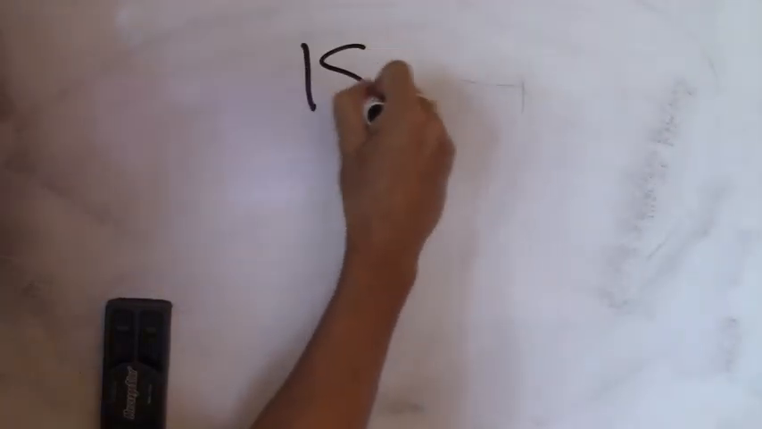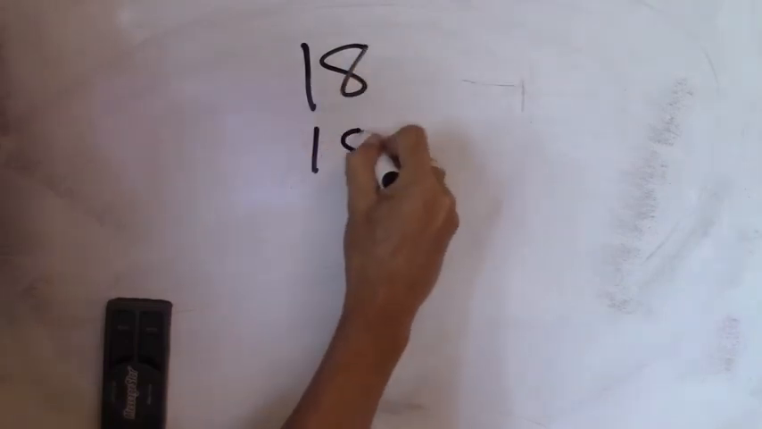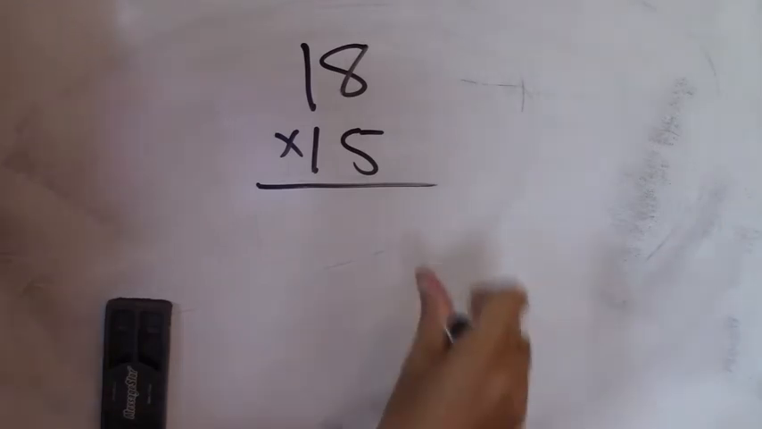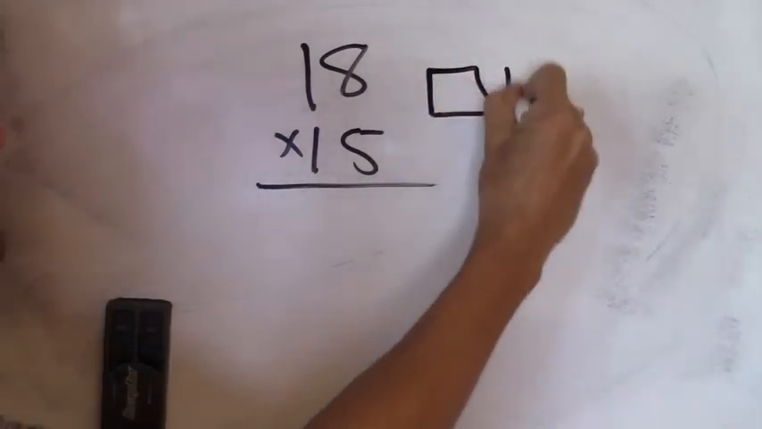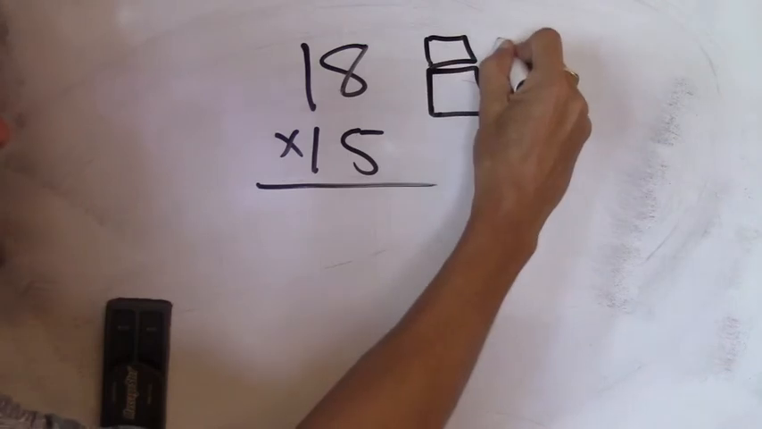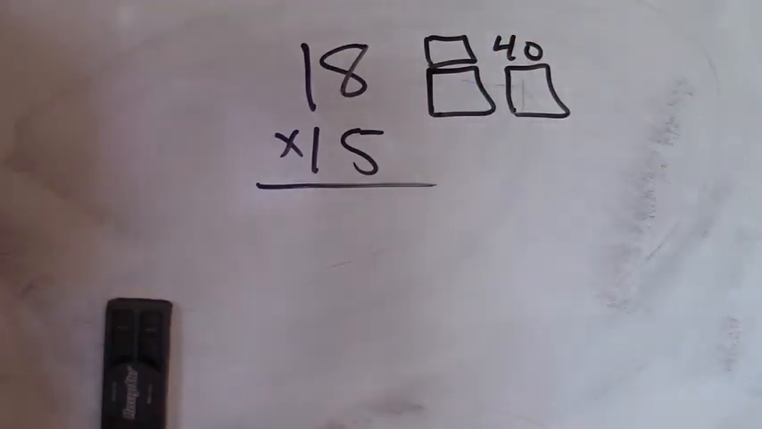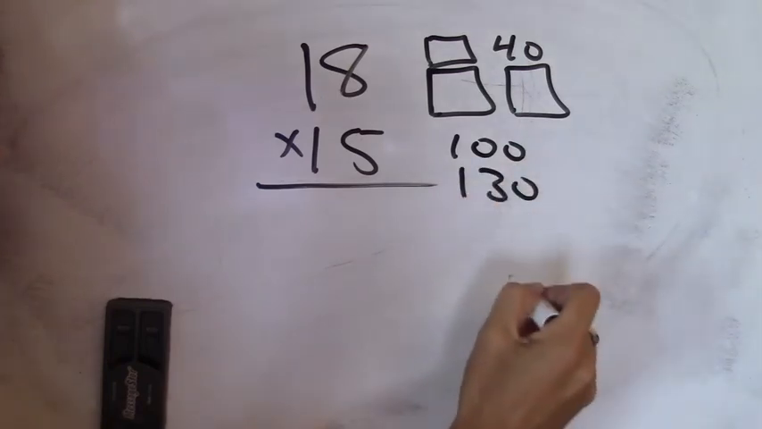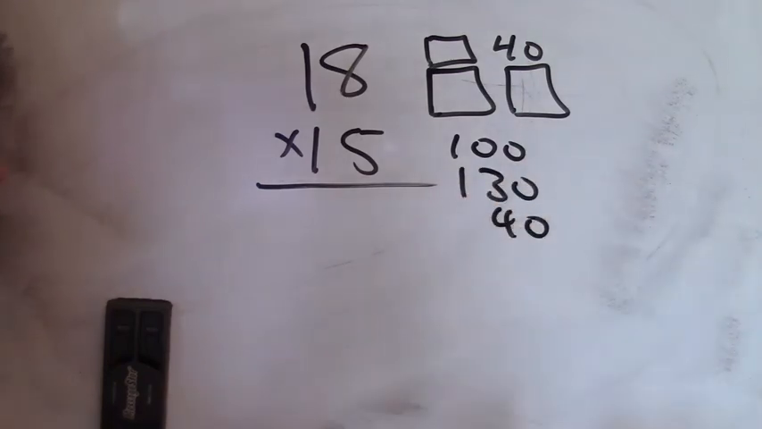Let's do 18 times 15. Like I said, we're just drilling for skills, just getting used to them. Because once you get used to these, even if you don't have them memorized, it'll be so fast it'll look like you have them memorized. Bam. There's my 8 tens. There's my 5 tens. There's my 40. You tell me. That's 130 again. So 100.